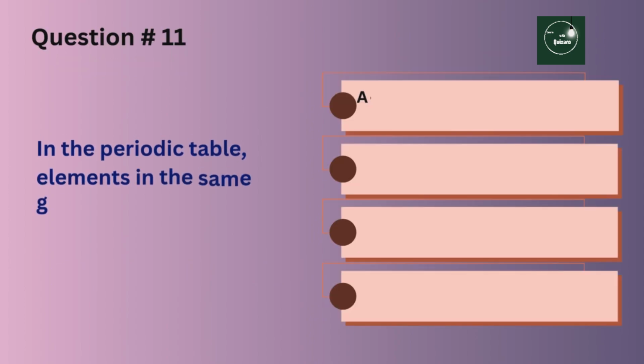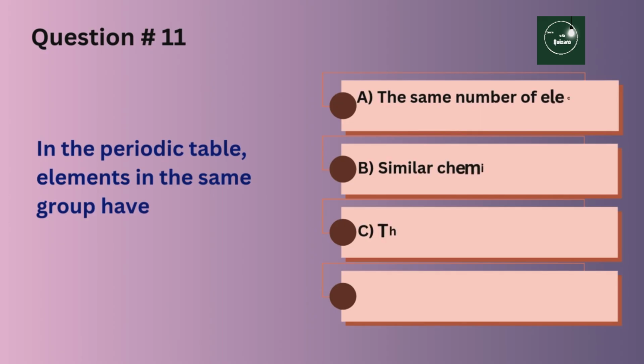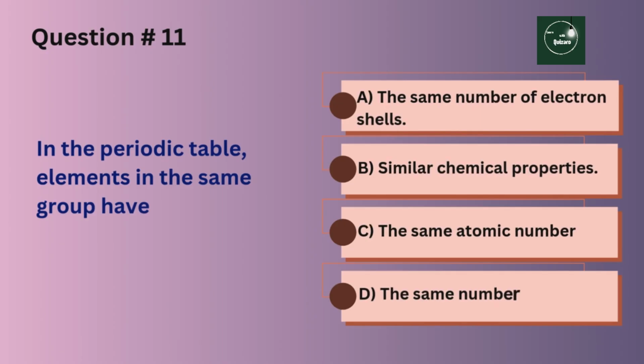Question number 11. In the periodic table, elements in the same group have A. The same number of electron shells. B. Similar chemical properties. C. The same atomic number. D. The same number of neutrons.